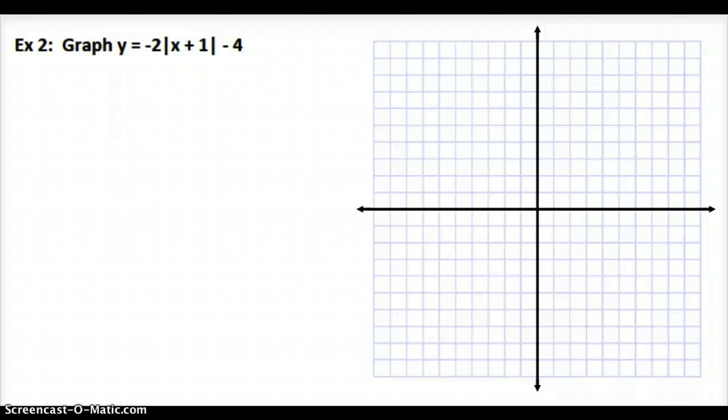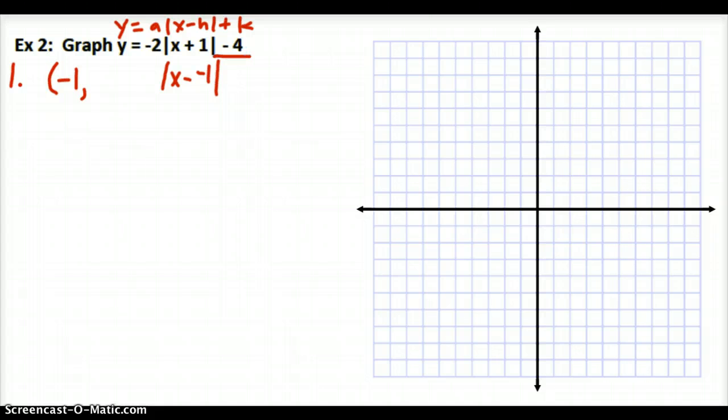So, example 2 here, we're going to graph this absolute value function. Our first step is to plot the vertex. Remember, my vertex is (h, k), and my standard form of my equation is this. Because my standard form is x minus h, but here it says x plus 1, I really have x minus a negative 1 in there. So my h is negative 1, and my k is negative 4. That will be my vertex.